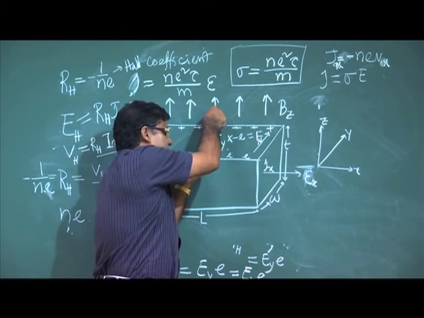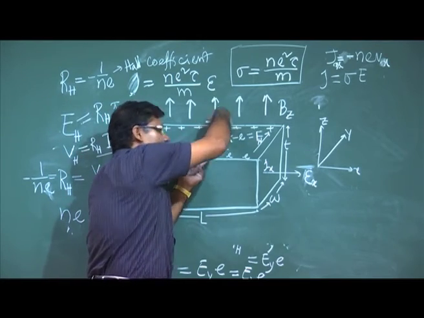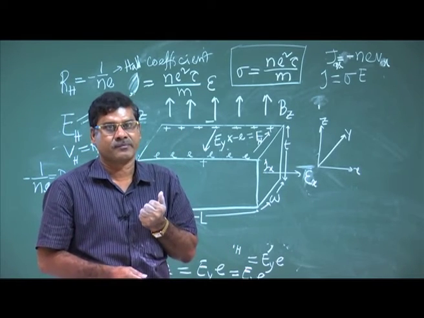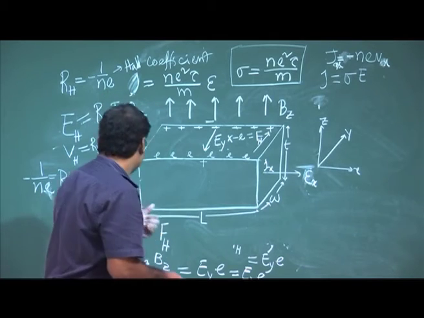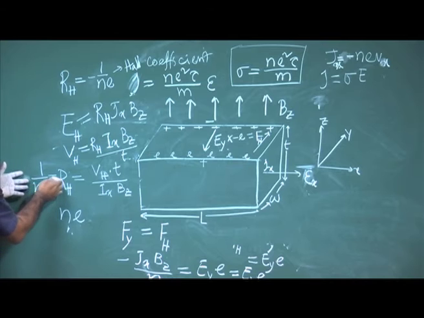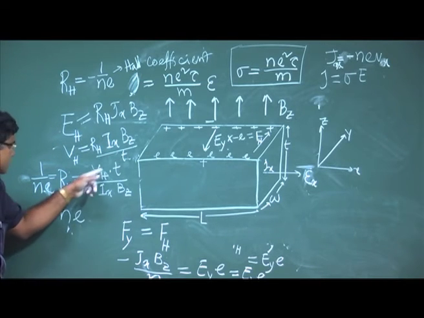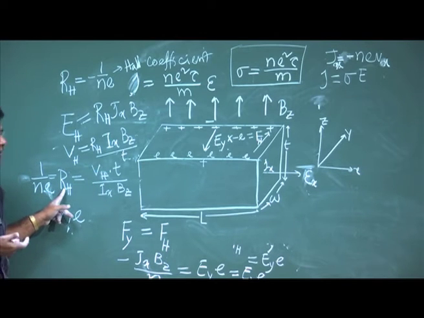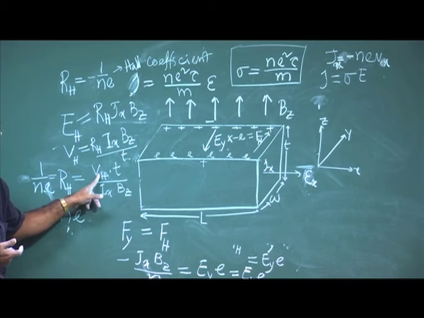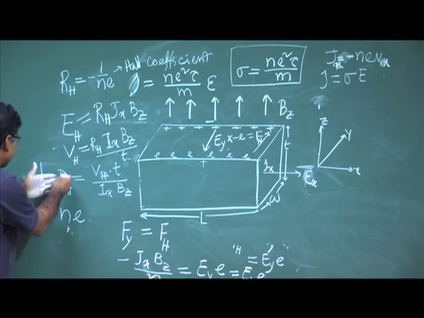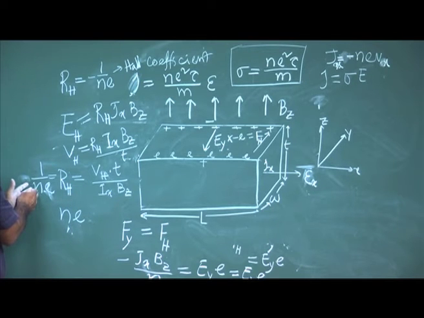So, keeping this reference fixed, if I get this voltage with the opposite sign, then it is a positive voltage. Automatically, whatever this RH value is, depending on the sign of VH we will get RH either positive or negative, and that will tell me whether it is 1 by minus Ne or 1 by plus Ne.